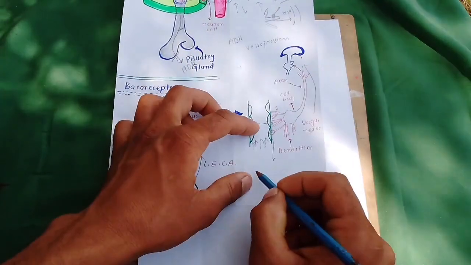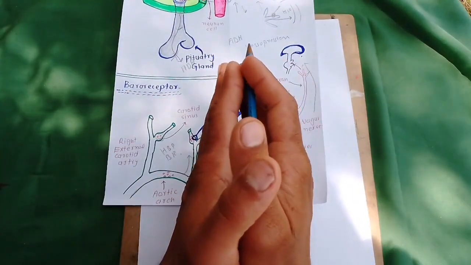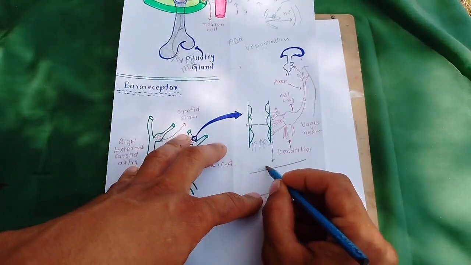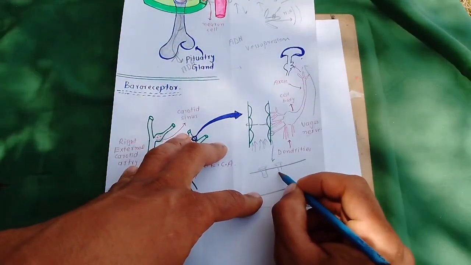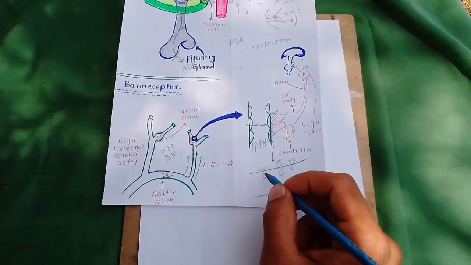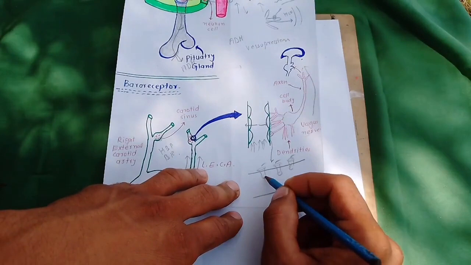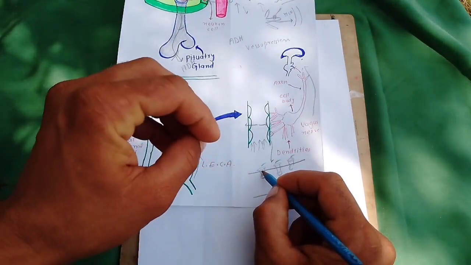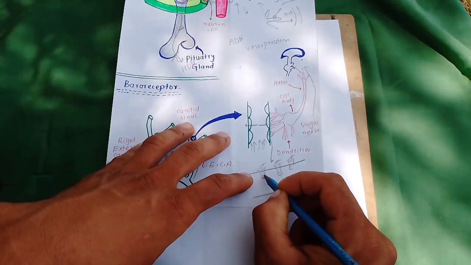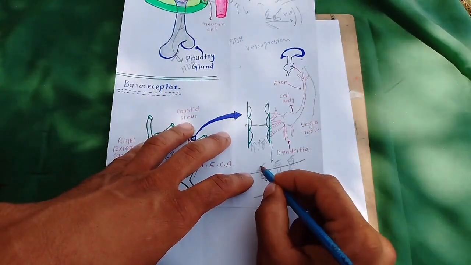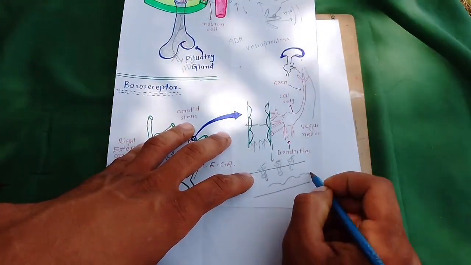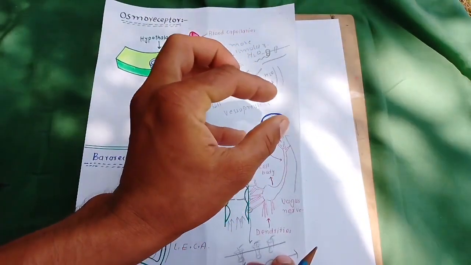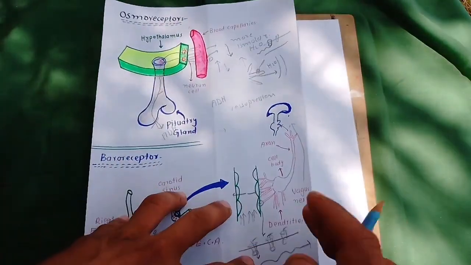How does this phenomenon occur when I zoom into only this area? When the blood vessel goes outward, stretches and extends due to high blood pressure, there are some channels, some receptors present. These are the baroreceptors. When this receptor stretches due to high blood pressure, the channel activates and sodium goes inward, potassium goes outward. An action potential is produced here. This is the message which goes to the inhibitory center in the brain, the medulla oblongata.